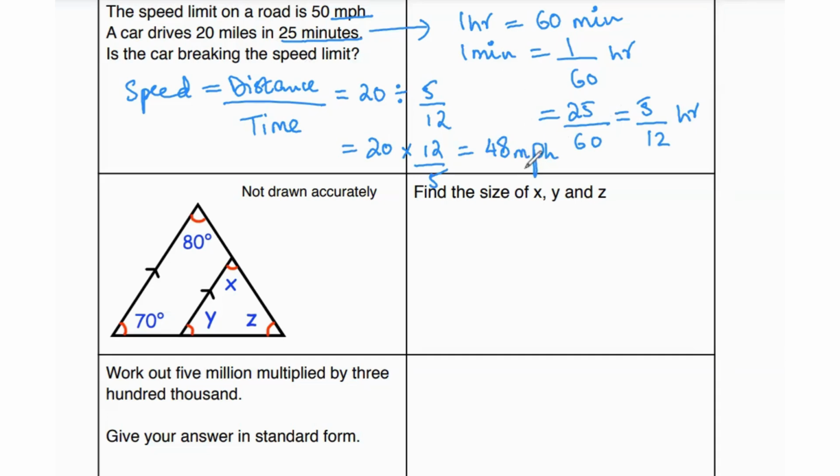Now we can see that the speed of the car is 48 miles per hour, but the speed limit is given as 50, hence he's not breaking the speed limit.